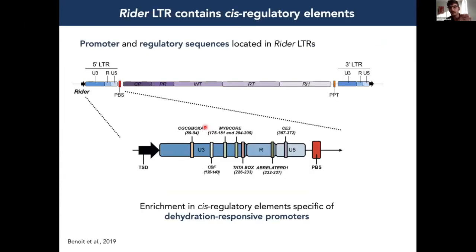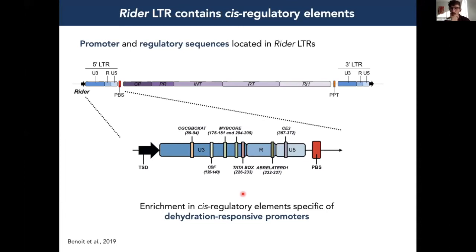So what explains the activity of the Rider transposon? As with any other gene, transposon expression is regulated by regulatory sequences located within their promoters. In the case of LTR retrotransposons, the regulatory sequences are located in the long terminal repeats, LTRs, that flank the coding sequence of the transposon. When we look carefully at what's happening in Rider's LTR, we identified several cis regulatory elements and motifs that are associated with transcription factor binding. Interestingly, there is a significant enrichment in cis regulatory elements associated to dehydration responsive promoters.